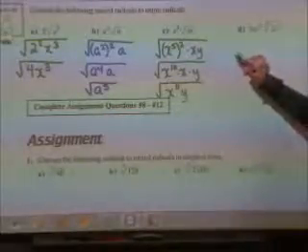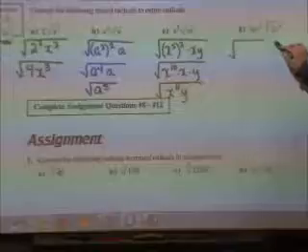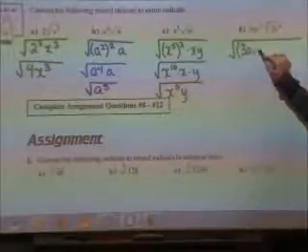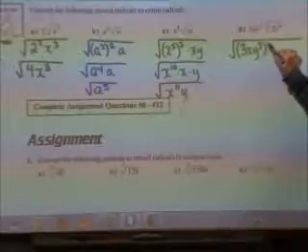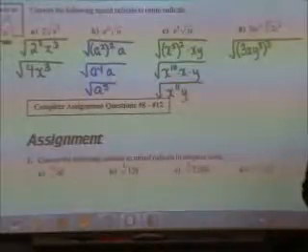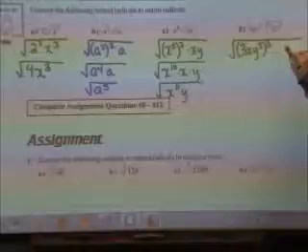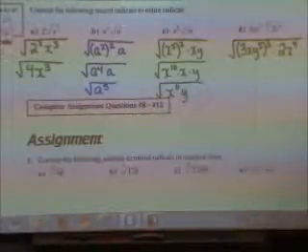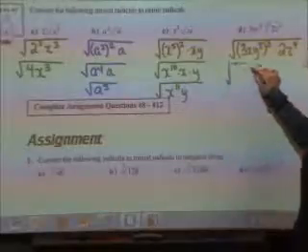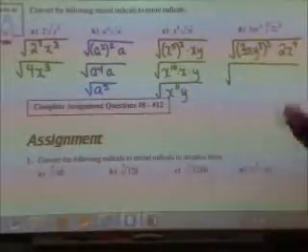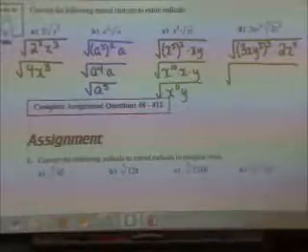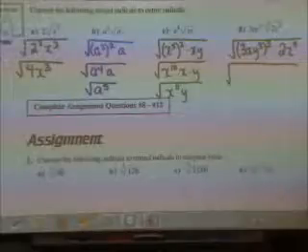What do I have to do with d? I have to take this 3xy cubed and I have to cube it. And then I have to multiply the answer by 2z to the power of 4. Three to the power of 3, like that. 27.